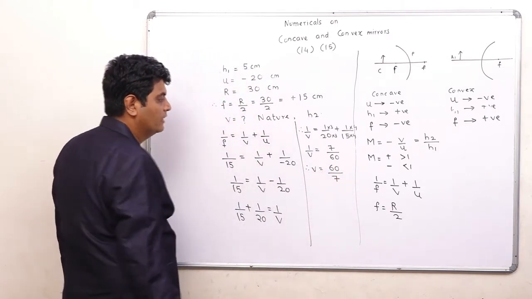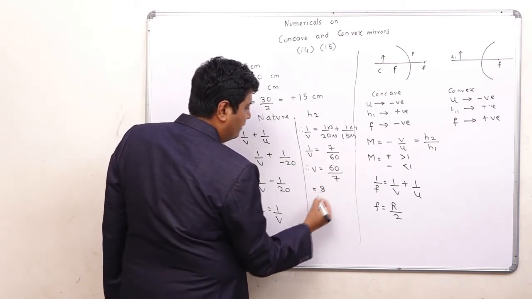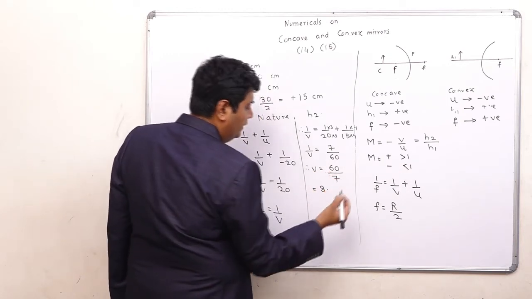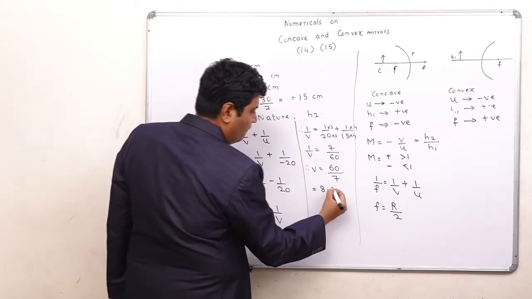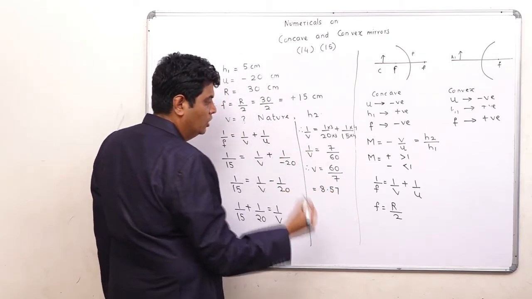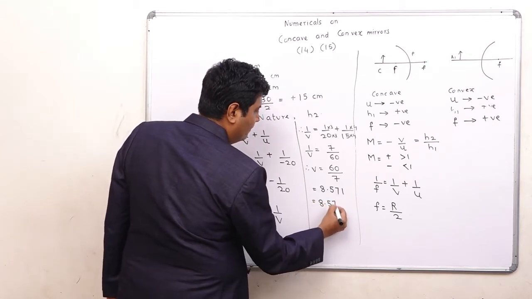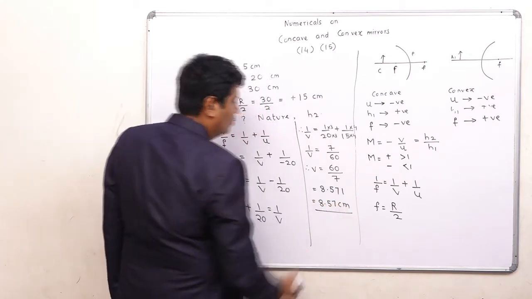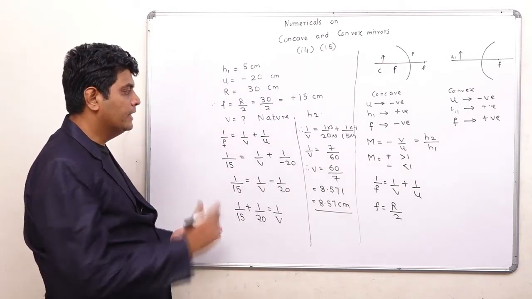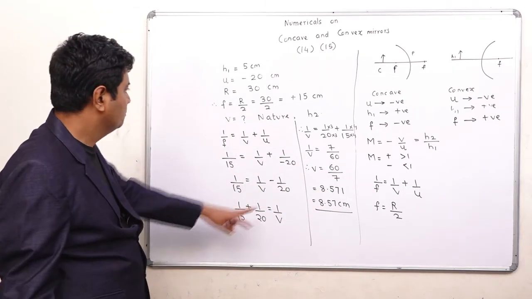So what will be the value of 60 divided by 7? 7 8s are 56. Remainder is 4. So 0.07 5s are 35, 5 7s are 49, 1 8.571. You can write it as 8.57 centimeter. Answer is positive. That means it is behind the mirror. Please note down up till here.